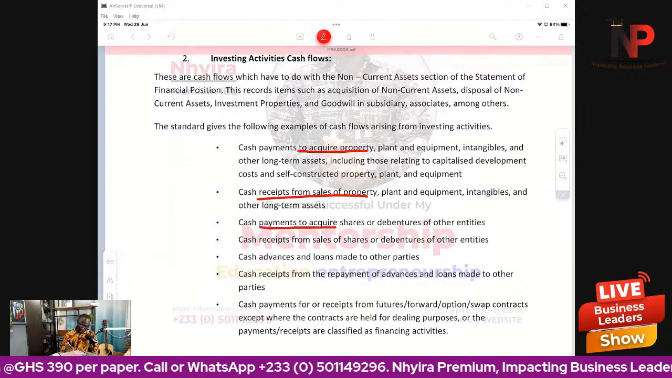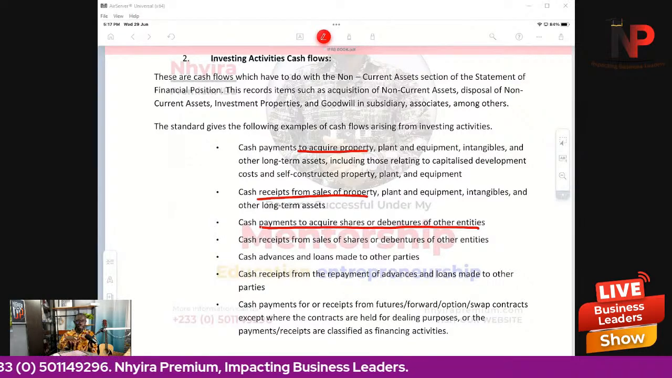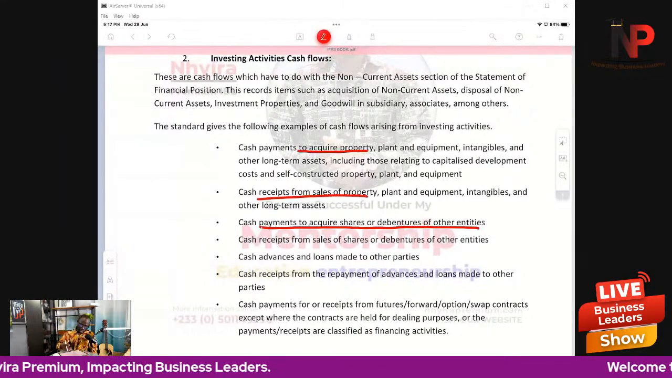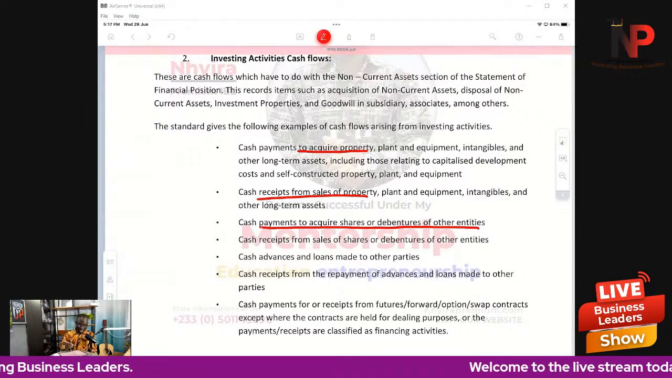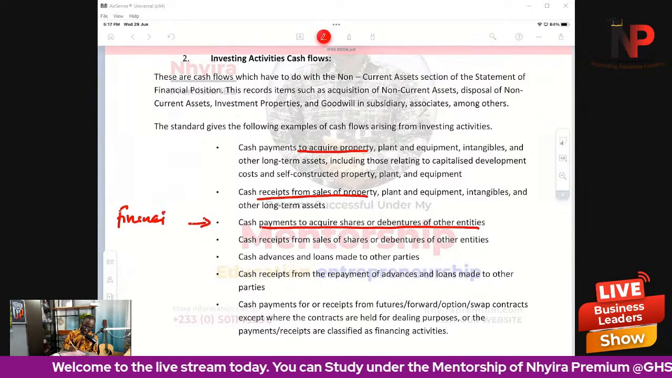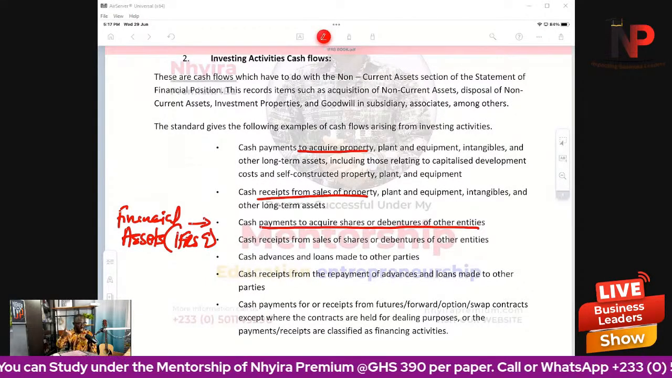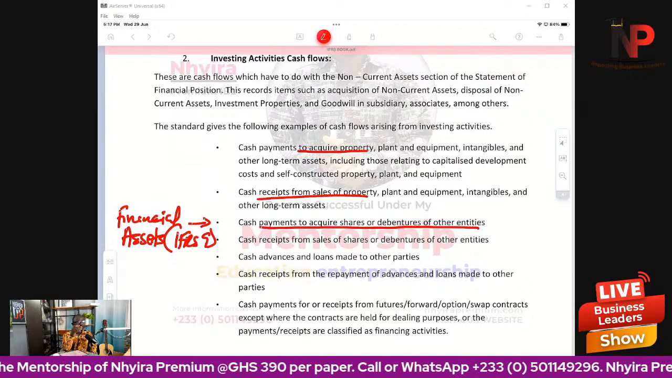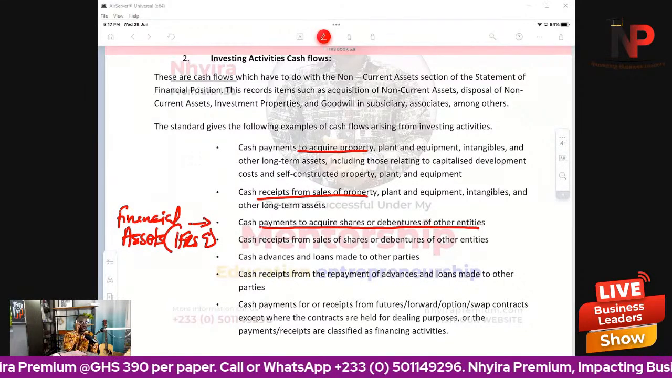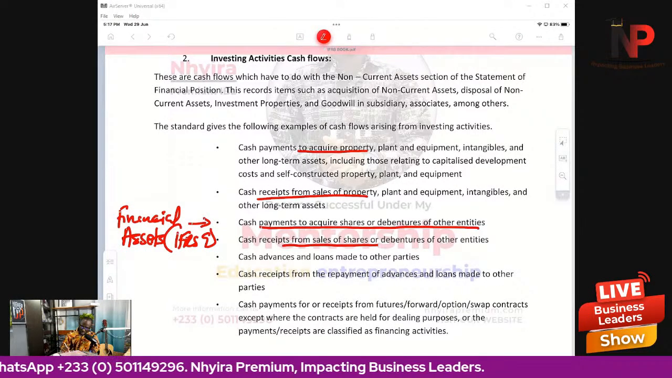Payments to acquire shares or debentures in other entities. Be careful here. This is payments to acquire shares or debentures in other entities. So that is financial assets as per IFRS 9. Like I told you earlier, we are acquiring shares or debenture instruments in other entities. Then receipts from the disposal of those investments will be brought here.